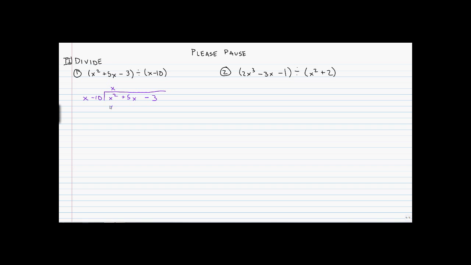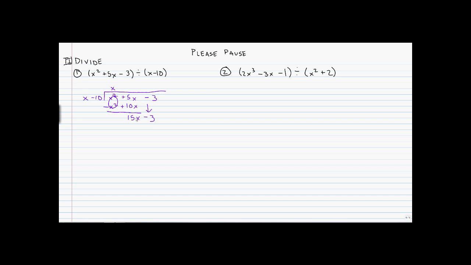x times x is x squared. x times negative 10 is negative 10x. Draw the line, change the signs. It goes to 0. 5x plus 10x is positive 15x. And we can bring down the negative 3.